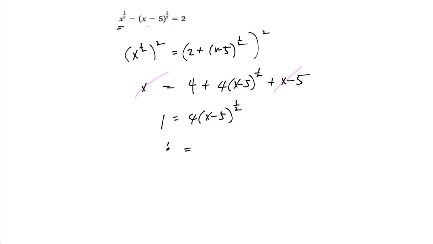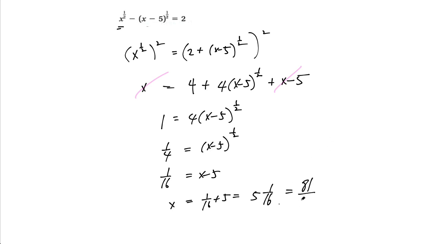Okay, bring the 4 over. Square both sides. And if you add 5 to both sides, right? It's 5 and 1 over 16 for x. That's actually 81 over 16.